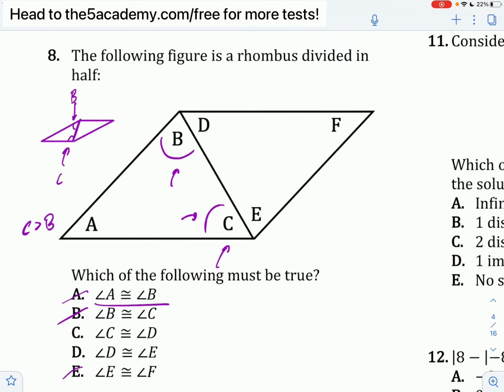And you'll notice option D says D is equal to E. That's really saying the same thing, D and E being the same. It's really saying the same thing as B, and for that reason, that's also wrong. Okay?